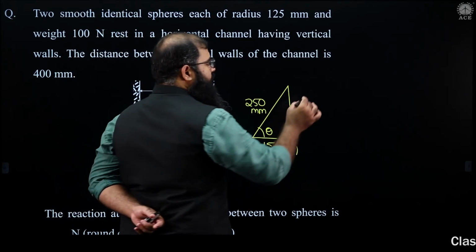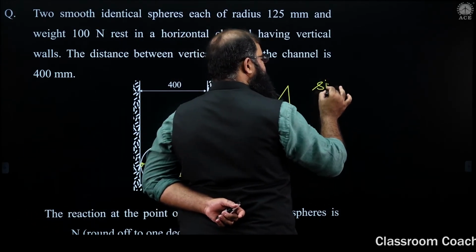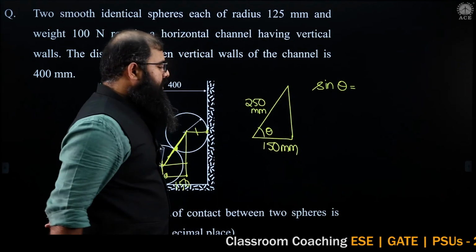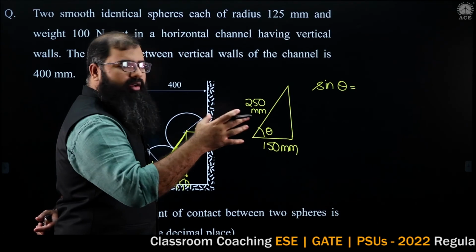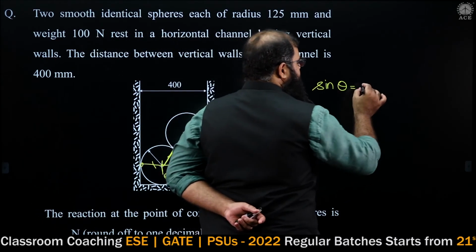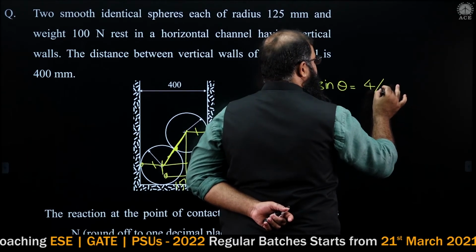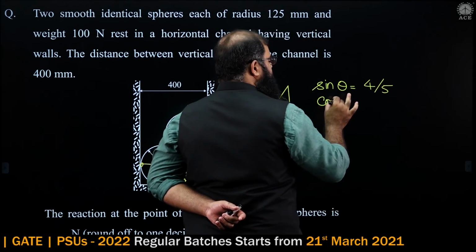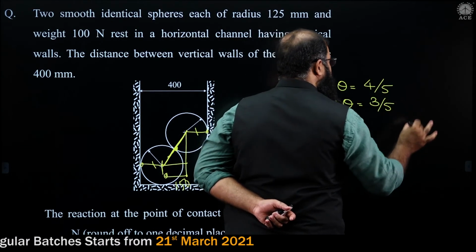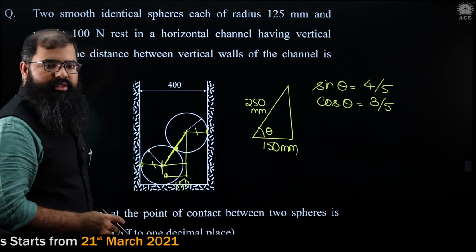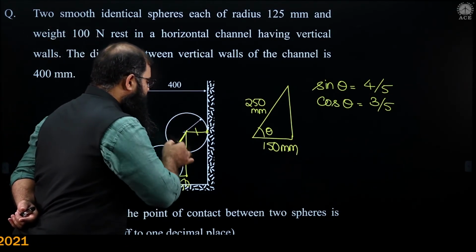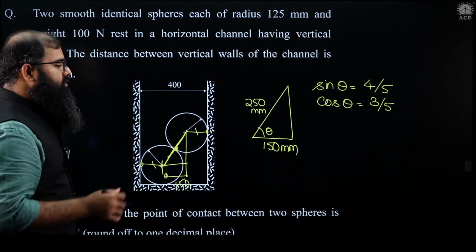So the value of sine theta in this case, if you calculate, is very simple. These are probably the most common angles which appear in our GATE examinations for mechanics. Sine theta over here is equal to 4 by 5 and cos theta is equal to 3 by 5. Now what I'm going to do is draw the free body diagram of this sphere, and I'm going to apply Lami's on this.